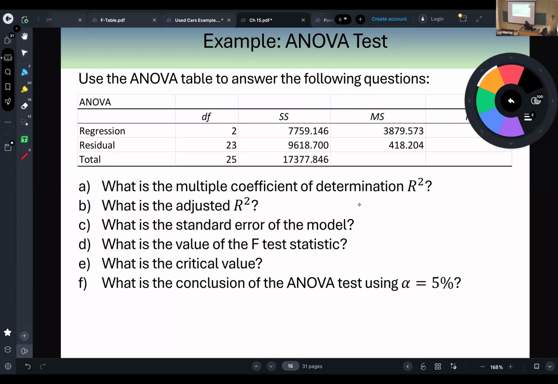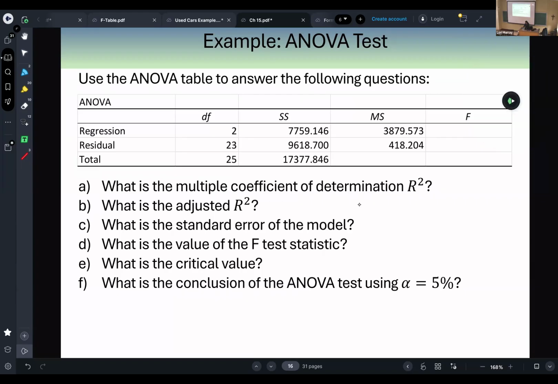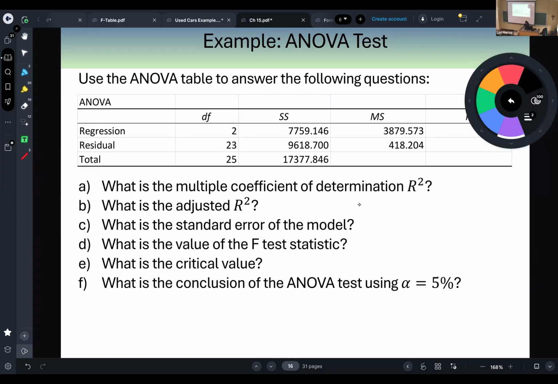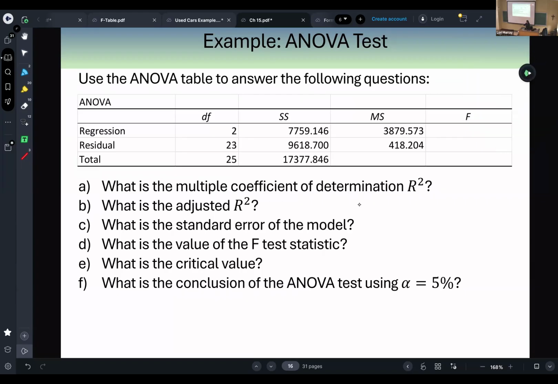Quite often, these questions will come to you as partial ANOVA tests. So you might only be given a couple of entries on the table, but you will be given a narrative knowing the size of the data and how many predictors. You need to know the size of the data and the number of predictors to fill in the degrees of freedom.